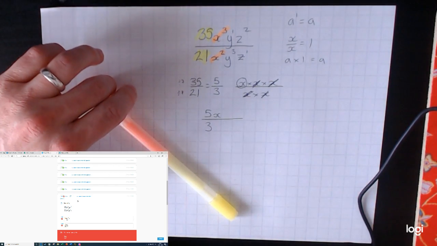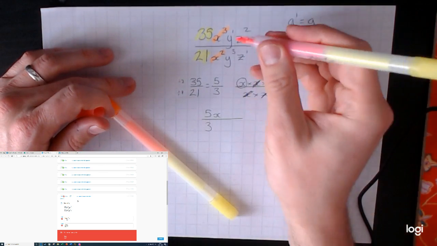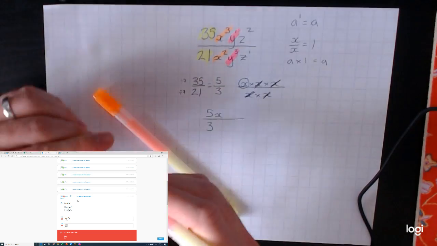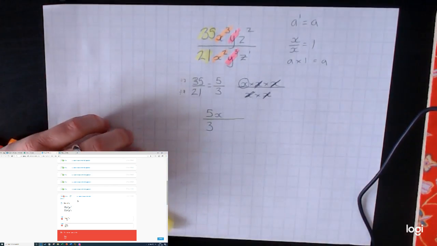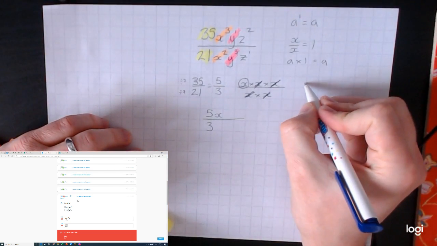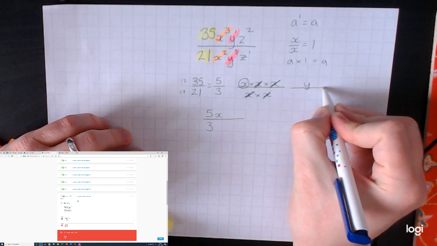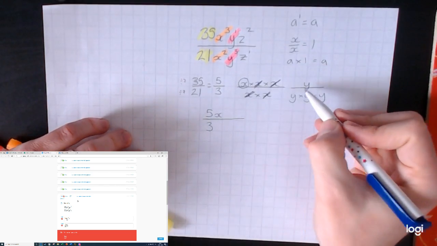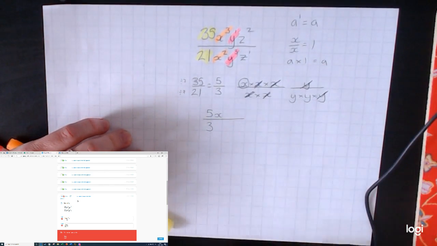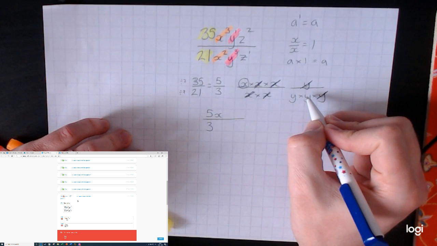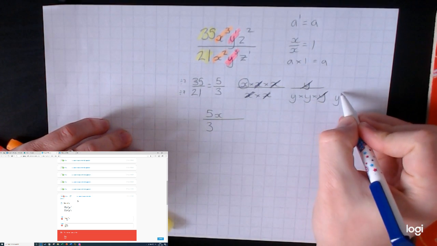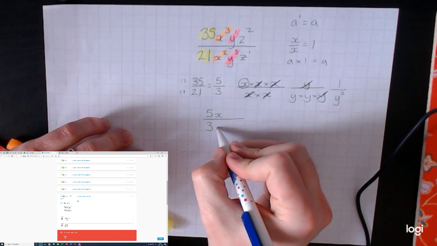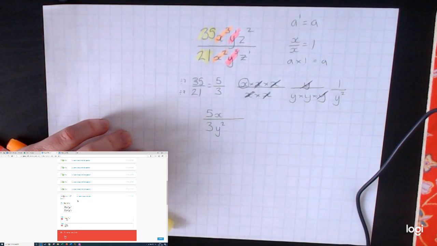So if we move on now to the y's, and this is where people were getting caught out, we've got y to the 1, or just y, divided by y cubed. So in this one, if I was to write that out in full again, I could have a y on top divided by y times y times y. So once again, this y on top will cancel out with 1 on the bottom, leaving us with, well, a y squared on the bottom and essentially a 1 on top. So that would look like just y squared on the bottom.